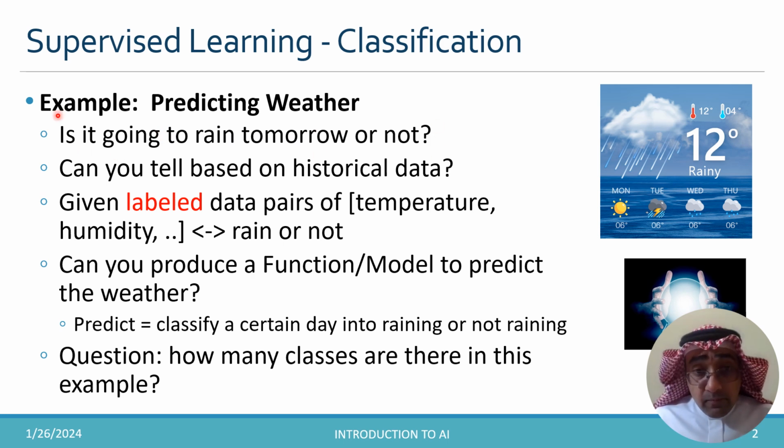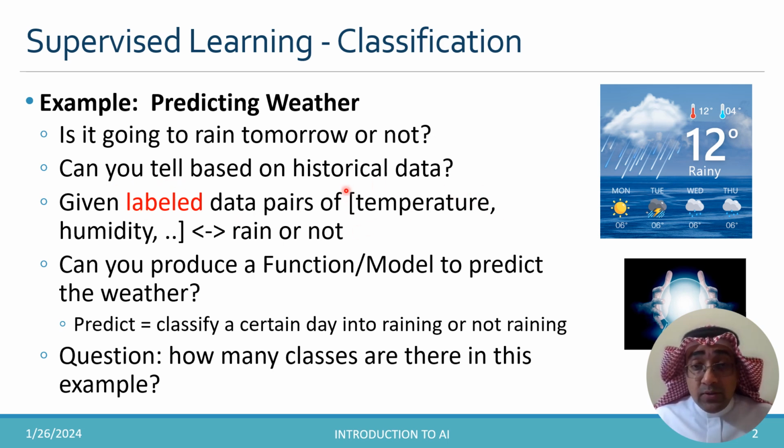For that, we have to collect some historical data, and then we have to label it. What does labeling mean? The historical data that we might collect might be temperature, humidity, pressure, whatever is required to predict whether it's raining or not. And then we have to label it.